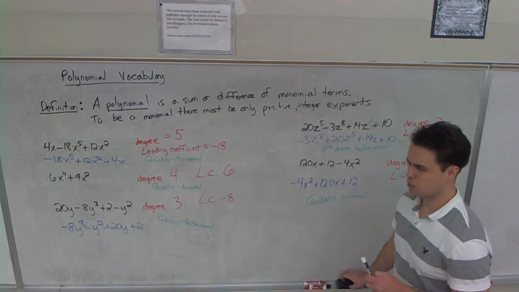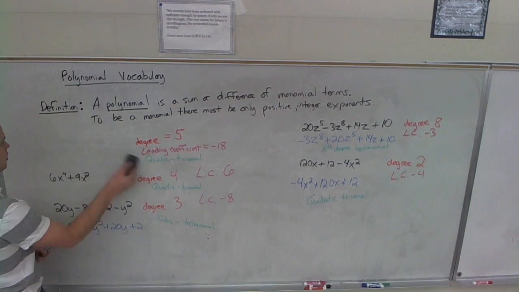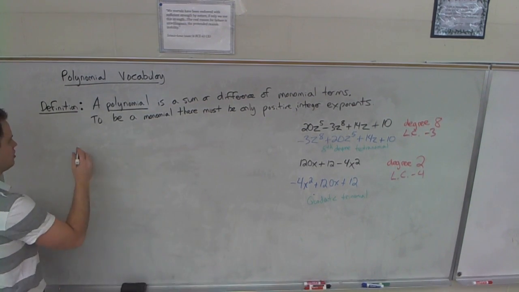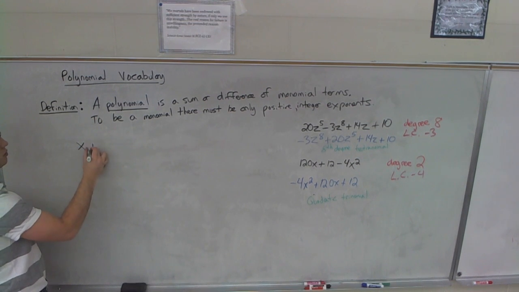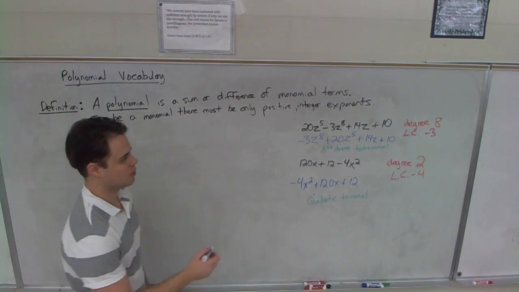Maybe one last, little more challenging one. What if the degree is 1? Good question. So you're talking about something like this, right? Then it'd have to be like x plus 8 or something. So the constant's 8, the degree is 1. Remember, these all could have what in front of them?